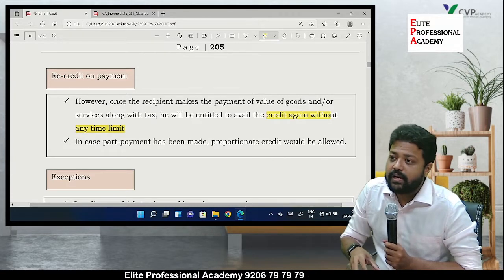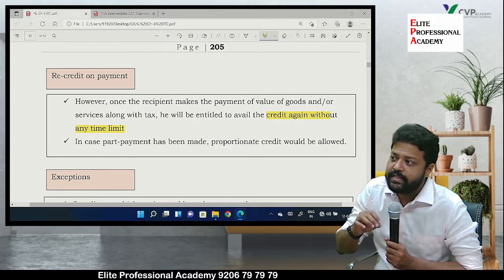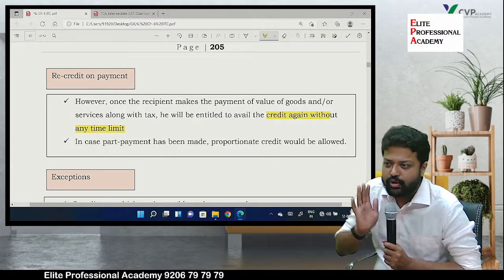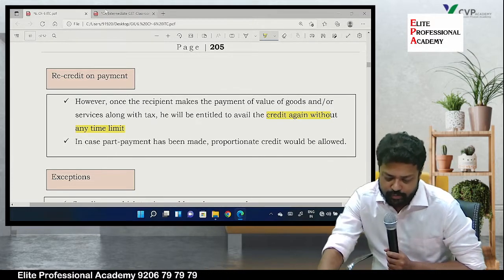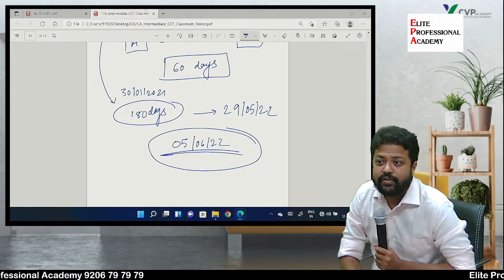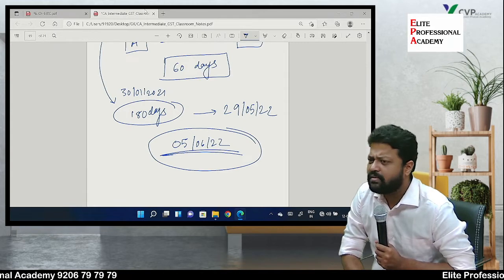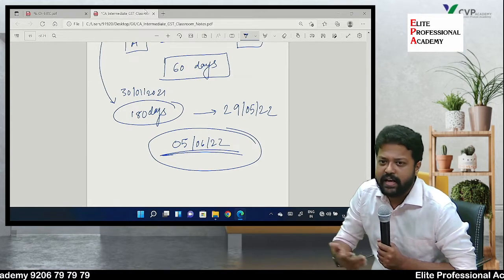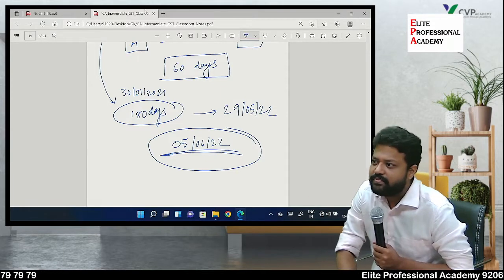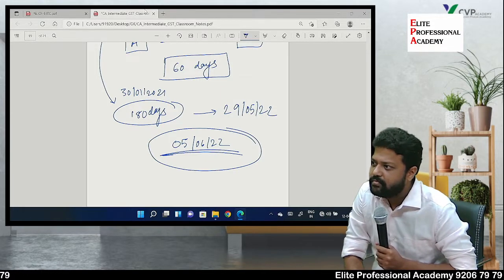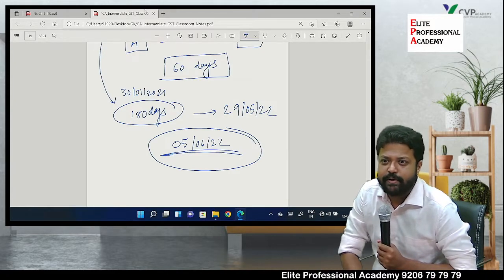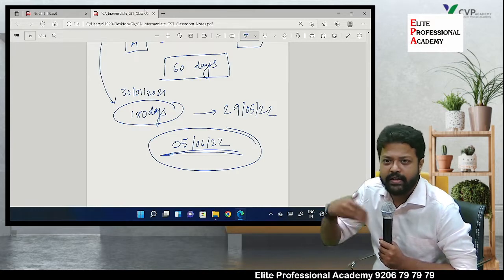What happens if that invoice on 1st December 2021 was 1 lakh rupees, 1 lakh plus 18,000, 1 lakh 18,000 gross, and the payment which was made on 5th June was 50,000 plus GST on that? So 58,000, 59,000, half of it. What will happen? Proportionate. So you will claim the input tax credit pertaining to 9,000 only whenever you will make the remaining payment.